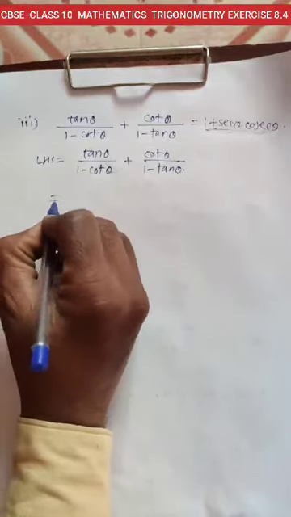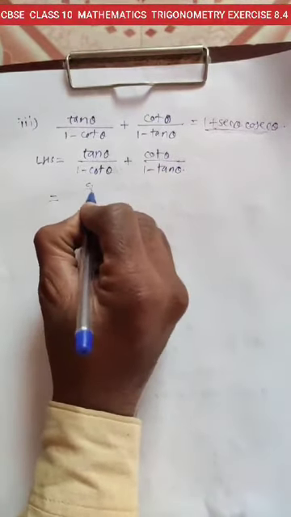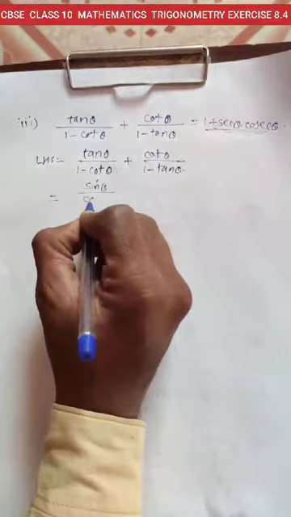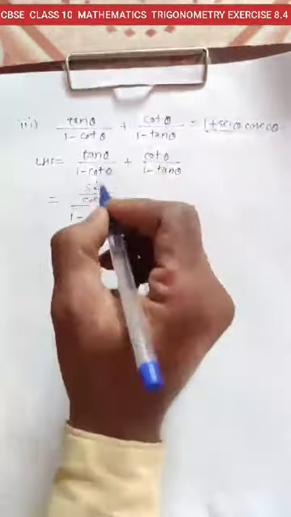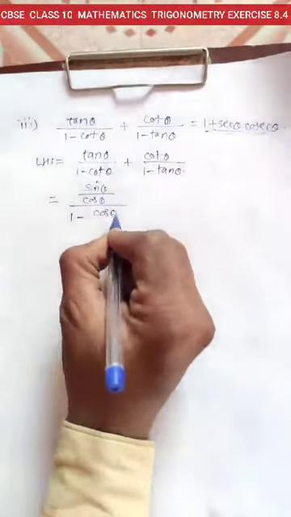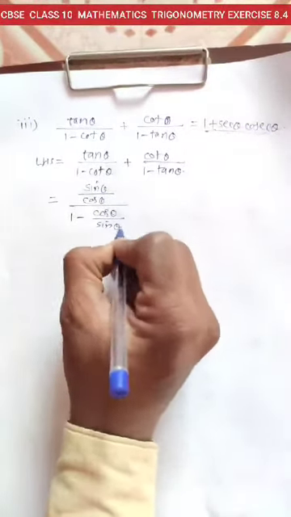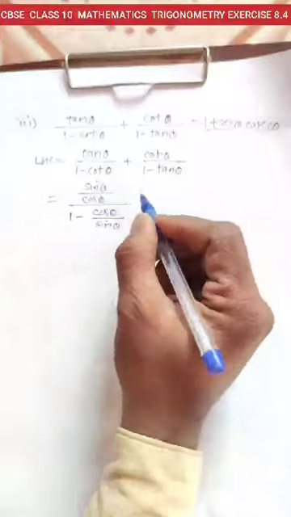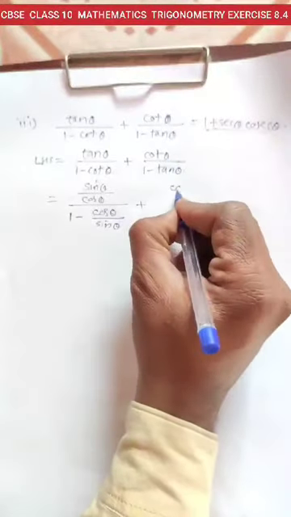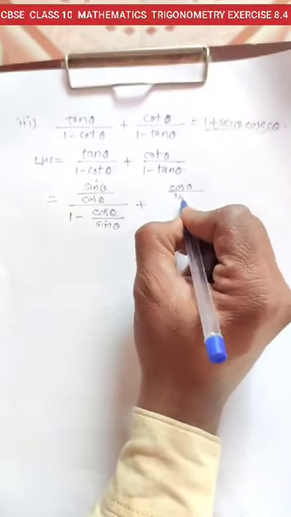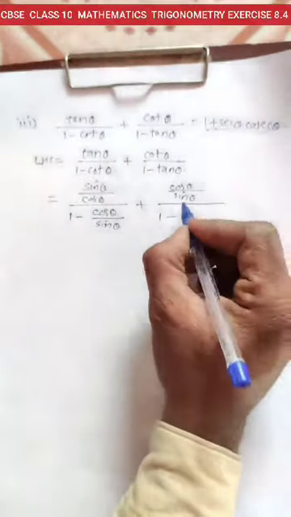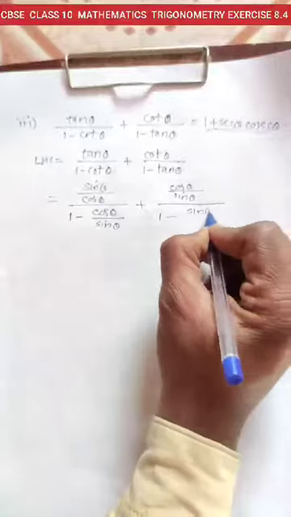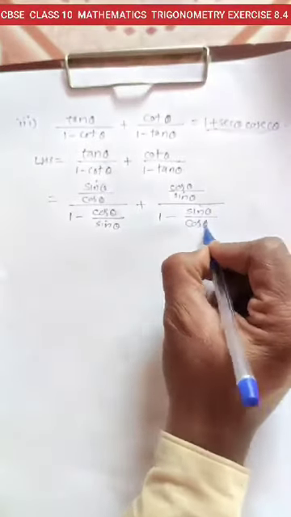So simply here writing the tan theta, the basic formulation is sin theta upon cos theta divided by 1 minus, the basic formulation for the cot theta is cos theta upon sin theta. This is the plus sign. Again use the formulation for the cot theta, that means cos theta upon sin theta whole divided by 1 minus, and the formulation for the tan theta is sin theta upon cos theta.